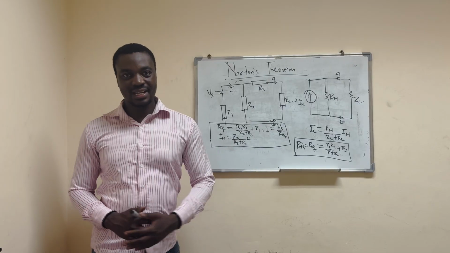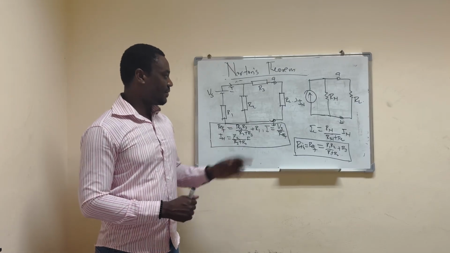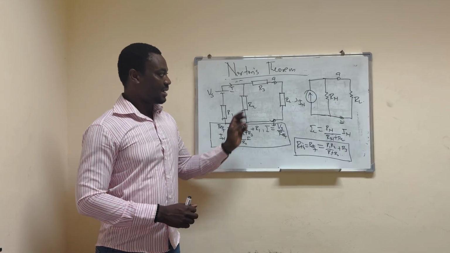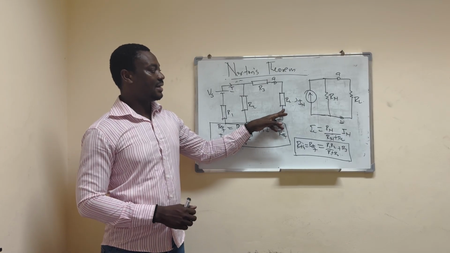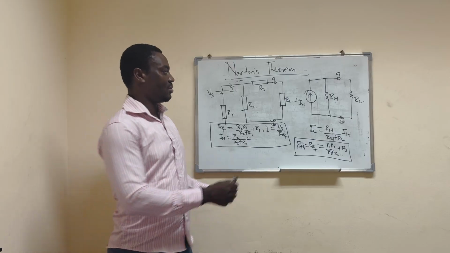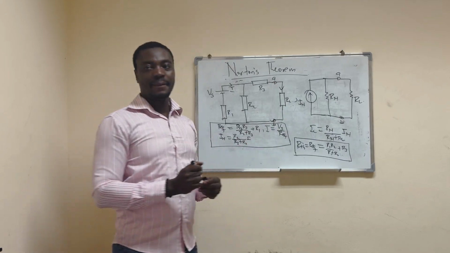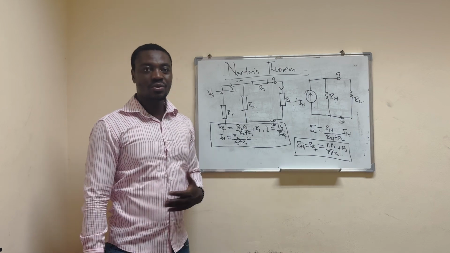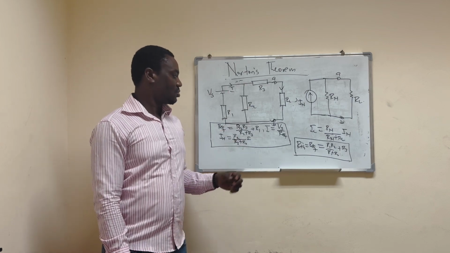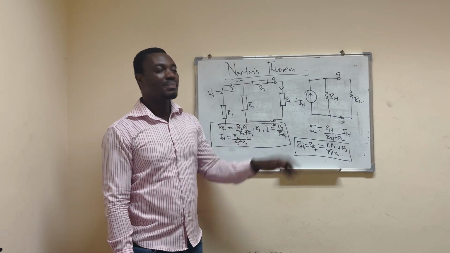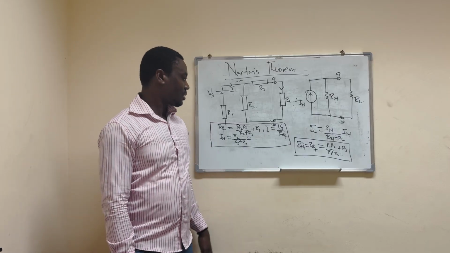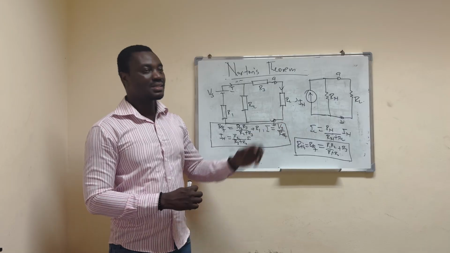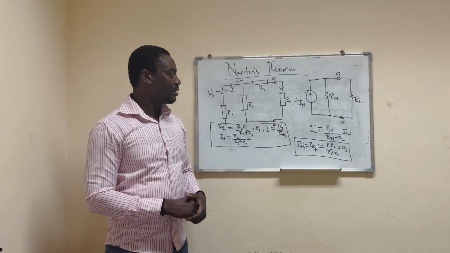Now we are going to look at an example. So we have a circuit diagram here. We are asked to find the current passing through the load resistor, and this is our load resistor. Now, I'm going to be using Norton's theorem to solve for the current passing through the load resistor.